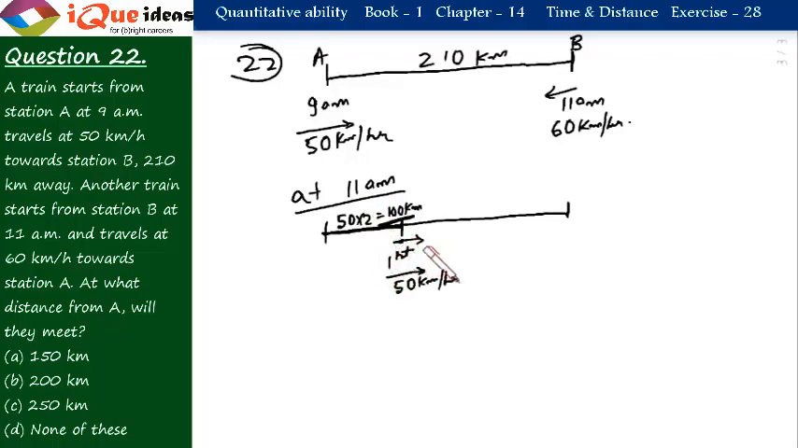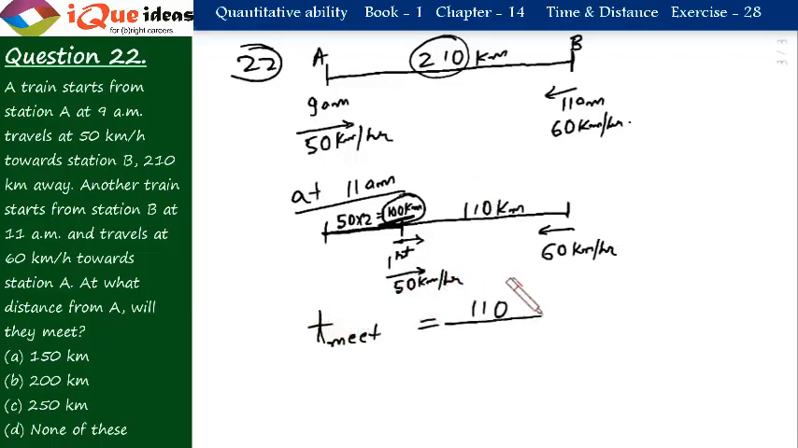Alright. And the second train has just started at 11 a.m. and it's running at a speed of 60 kilometers per hour. Alright. And the remaining distance between them is 210 minus 100. So it is 110 kilometers. So now the time taken to meet would be equal to the remaining distance, that is 110, divided by, because they are running in opposite directions, speeds will get added. So 50 plus 60. So it is 110 upon 110, which is 1 hour.